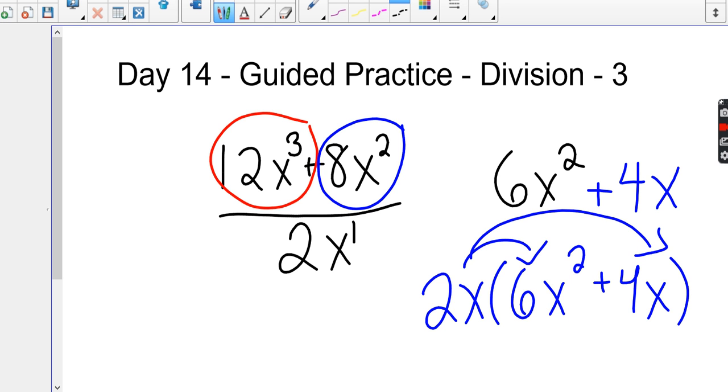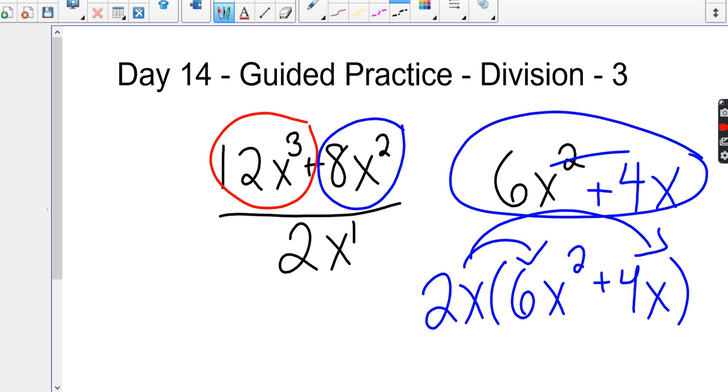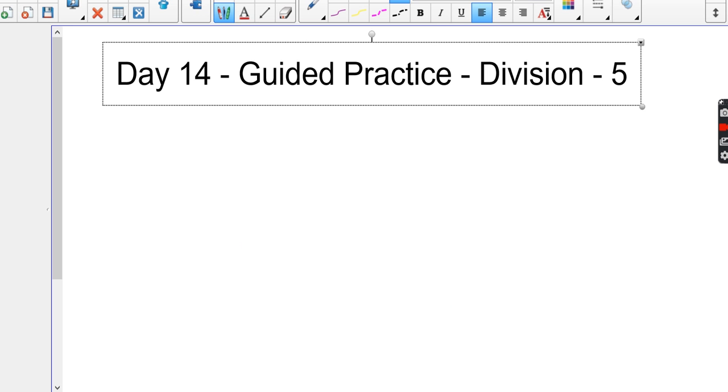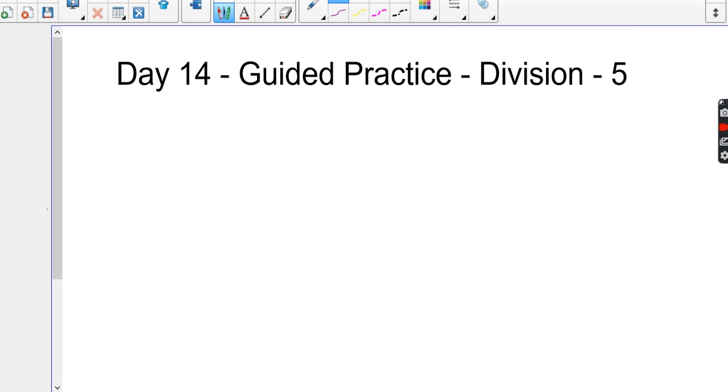So you can always go back and multiply your answer by the term that you divided by and make sure that it multiplies back to the original polynomial that you started off with. Okay, the next one that I would like to show you is question 5. Question 5 is a little bit longer, so you might find it a little bit harder.